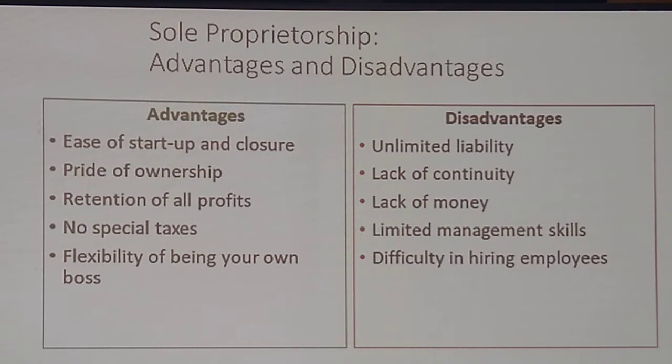Somebody slips and falls in your restaurant and they sue you. Well, if you have unlimited liability, they could come after your house, your car, any other assets that you have. Lack of continuity. In other words, it could go great one month and not so great the next month. Lack of money.